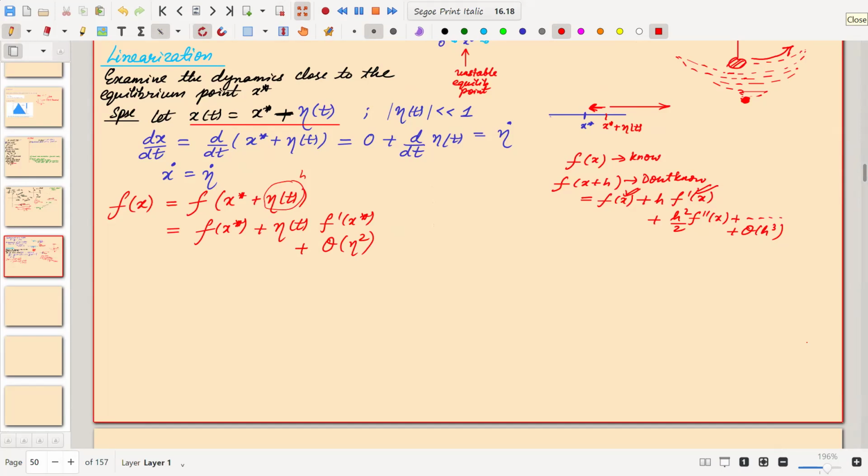Why? Because you have already assumed that the eta term is less than 1. It's a tiny perturbation, so when you square it, it will become even tinier, right? If you take 0.01 and you square it, what is the square term? 10 to the power minus 4. So it became even smaller than 0.01. When you take eta squared, it will be very much less than 1. So it won't matter in your calculations, and therefore you can neglect it, as mod of eta t is less than 1, so eta square will be even smaller.